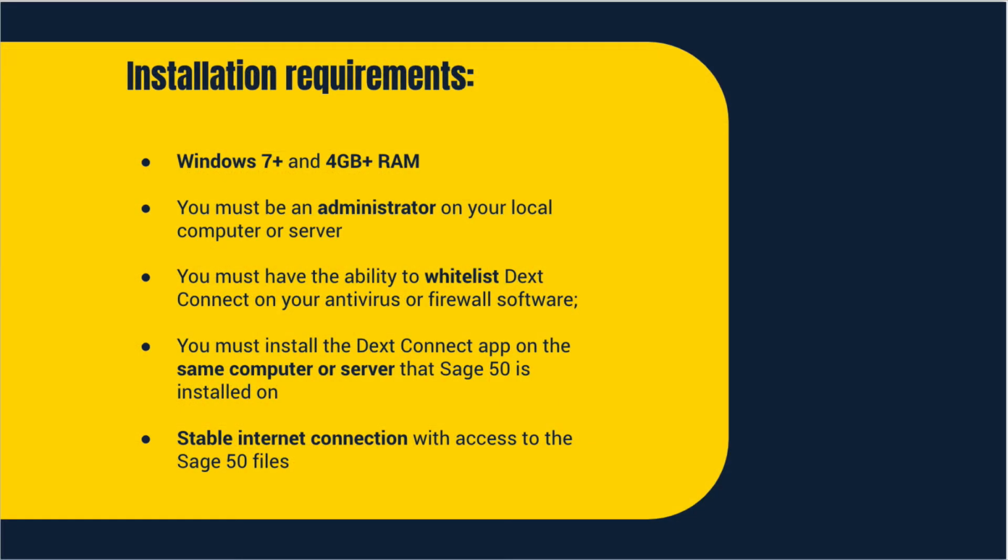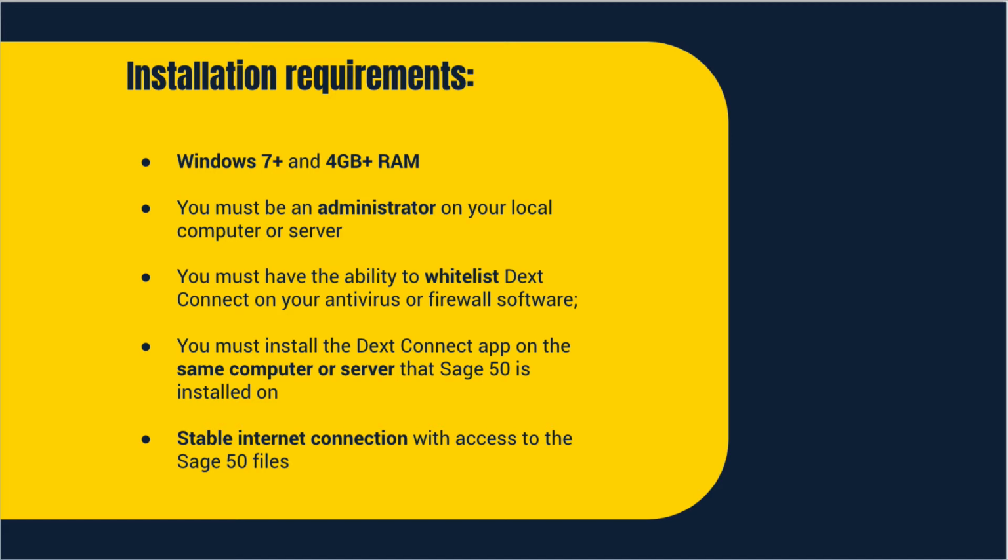In general, in order to successfully install and use the Dext Connect app with Sage 50, your computer must be Windows 7 or newer with at least 4 GB of RAM. You must be an administrator on your local computer or the server you wish to install the app on. You must have the ability to whitelist Dext Connect on your antivirus or firewall software.